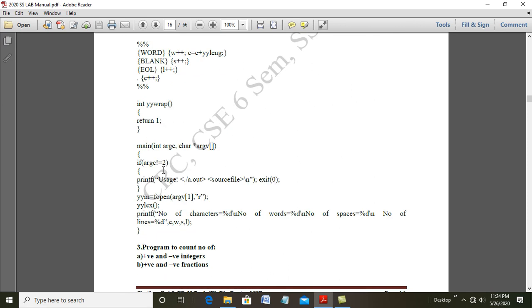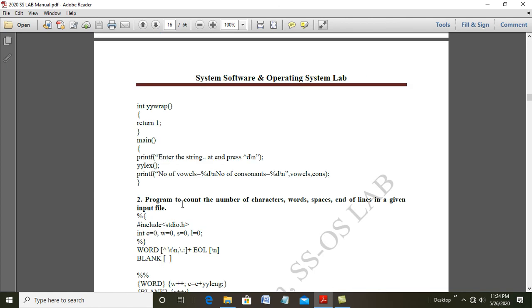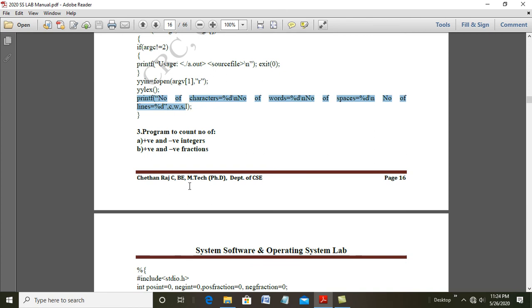Next, within a main method, if the number of arguments is not equal to 0, then you will be printing that the file exists, then you will be creating a file argument v1 which is in read mode, then you are calling yylex, then you will be printing the number of characters, number of words, number of spaces and number of lines. So this is a very basic program, showing how exactly a lexical program structure can be created and implemented. And next we move on to another simplified example.